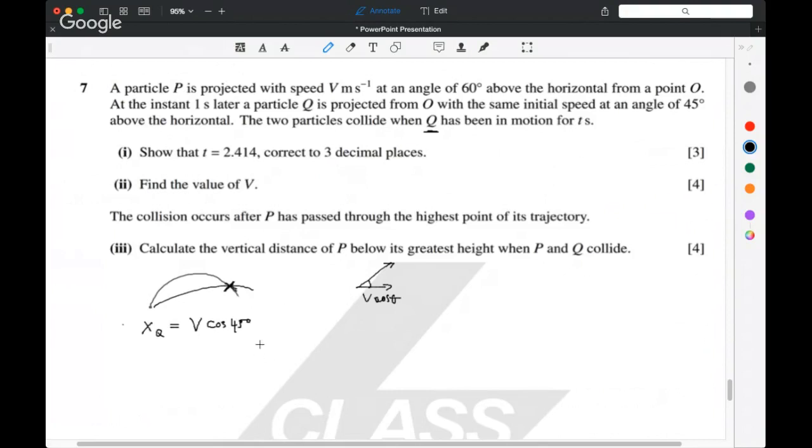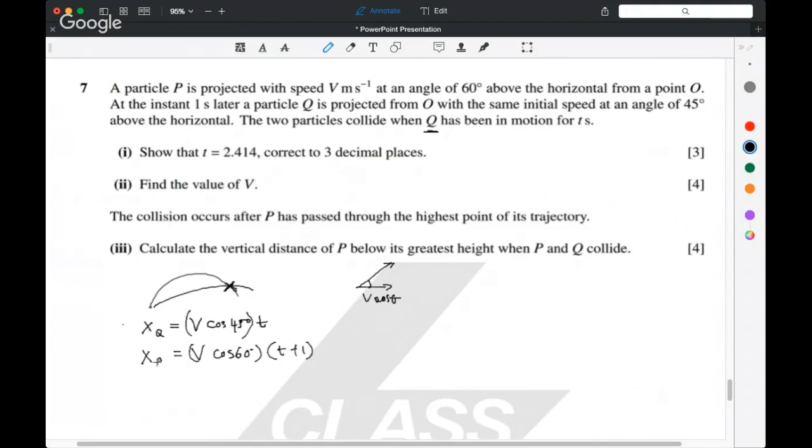And there is no force acting in the horizontal direction. So the x velocity is always going to be v cosine 45 degrees, and then to get the distance you've traveled, you times it by t. And for p, that's going to be v cosine of 60 degrees times t plus 1, sorry.